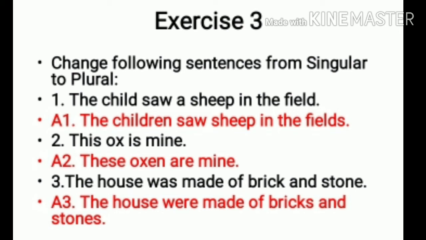Second, this ox is mine. This will become these. Ox will become oxen. Is in singular, plural it will become are. Mine. So these oxen are mine.